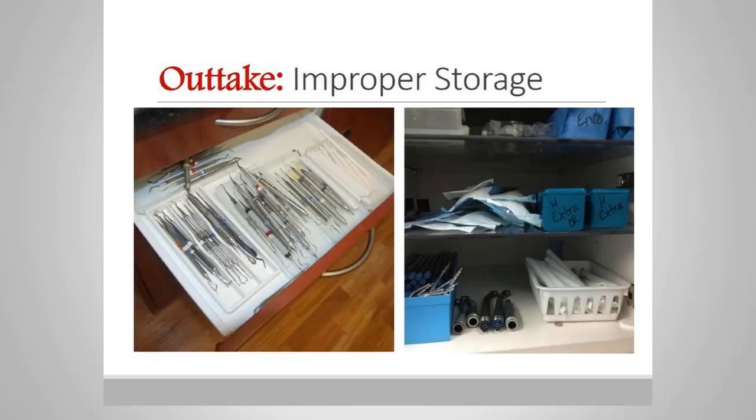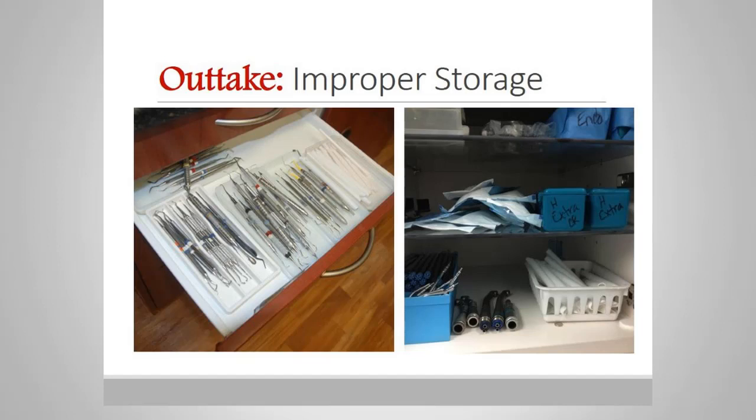Now here is an outtake. Improper storage. You can see on the left-hand side, this is a drawer of unwrapped instruments. We have no idea when and if these instruments were sterilized, nor do we have any idea who placed their contaminated gloved hand within this drawer. These instruments are not safe for patient care, and we should not have drawers like this in our offices.